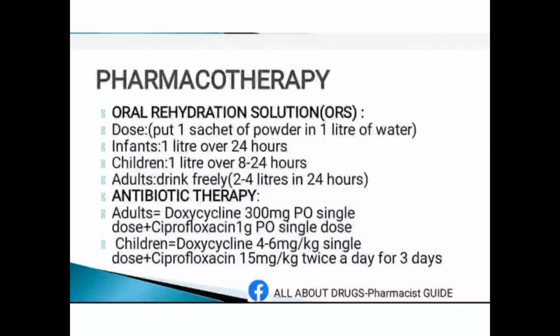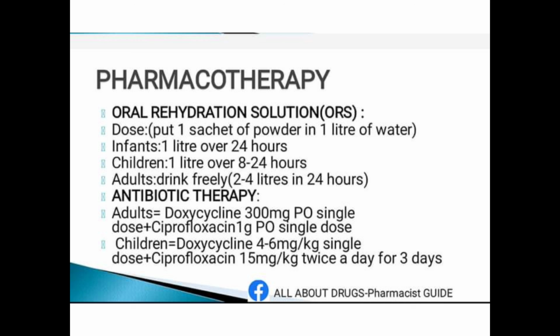Then the pharmacotherapy, which means the treatment for cholera. First treatment is the oral rehydration solution, also known as ORS. The dose is put 1 sachet of powder in 1 liter of water. Infants, 1 liter over 24 hours. Children, 1 liter over 8 to 24 hours, and adults drink freely 2 to 4 liters in 24 hours.